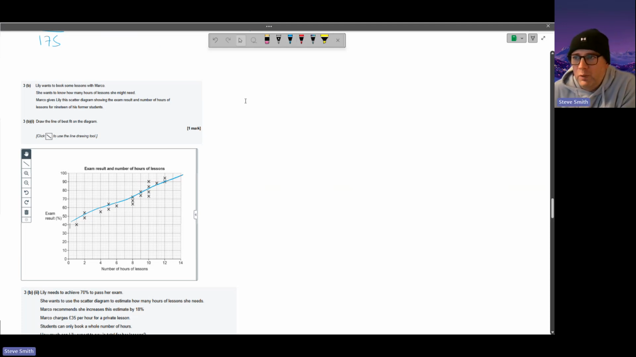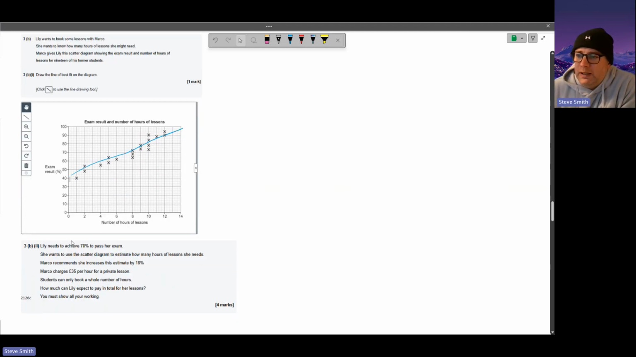This is the next part of the question where you're going to work towards your own line of best fit. So Lily needs to achieve 70% to pass her exam. She wants to use the scatter diagram to estimate how many hours of lessons she needs. Marco recommends she increases this by 18%. Marco charges £35 per hour for a private lesson. Students can only book whole numbers of hours.